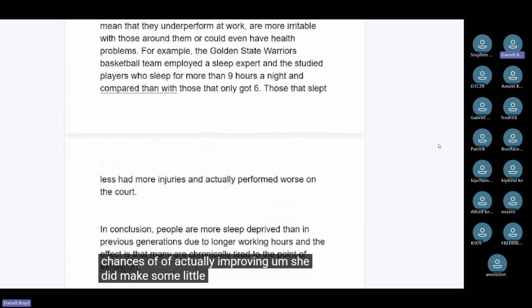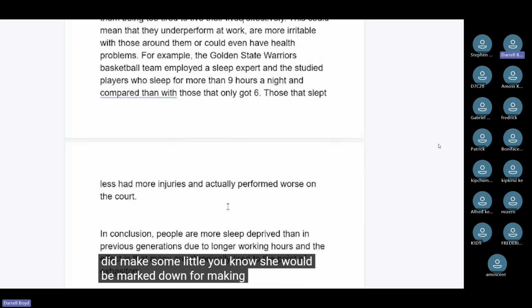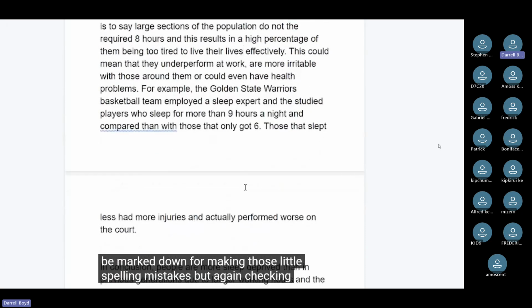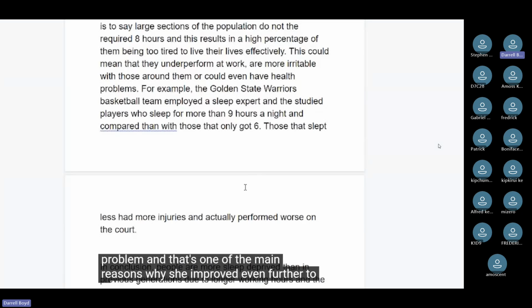She did make some little spelling mistakes, and she would be marked down for those. But again, checking your work at the end and fixing those, and then planning and writing and then checking, is going to alleviate that problem. And that's one of the main reasons why she improved even further to a band 8.